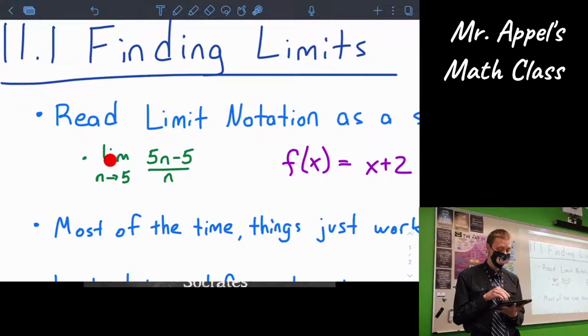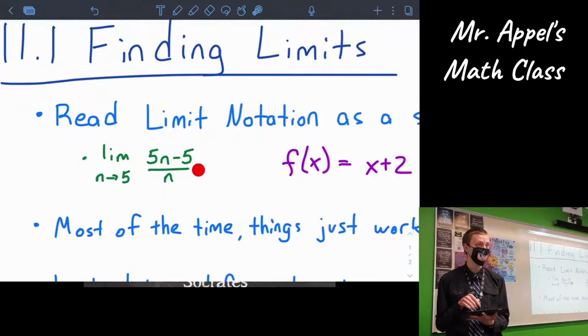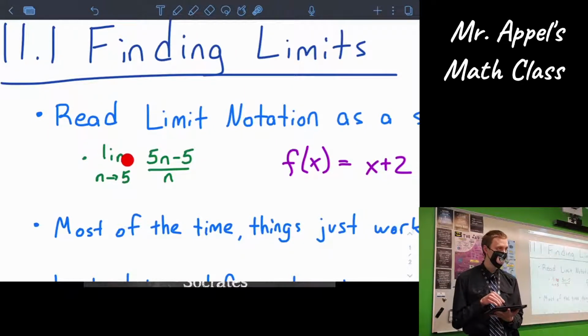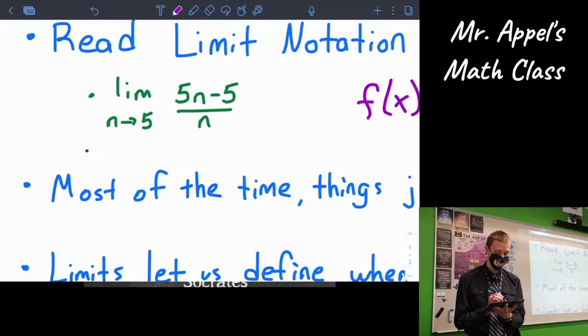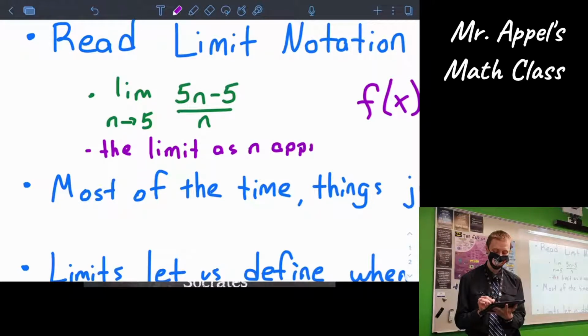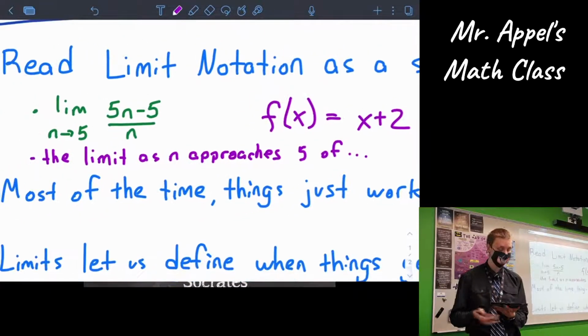So now we might say, find the limit of the function. And here we have the function rule written out. You could also say limit of f of n. Right? Find the limit of the function as n approaches 5. Okay, so this is saying the limit as n approaches 5 of the rest of it.